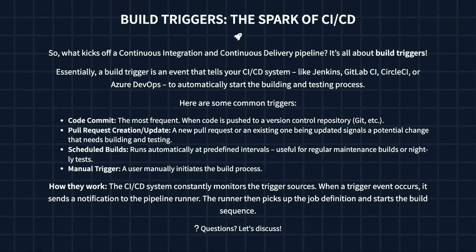Okay, let's talk about build triggers. Think of them as the little sparks that get your CI/CD pipeline going. They are events like a code commit to your repository, or someone creating a pull request, that automatically tell the system, hey, it's time to build and test. There are several common types: code pushes, pull requests, scheduled builds, and even manual triggers. Essentially, the CI/CD tool is always watching for these events, and when one happens, it kicks off the entire build process.